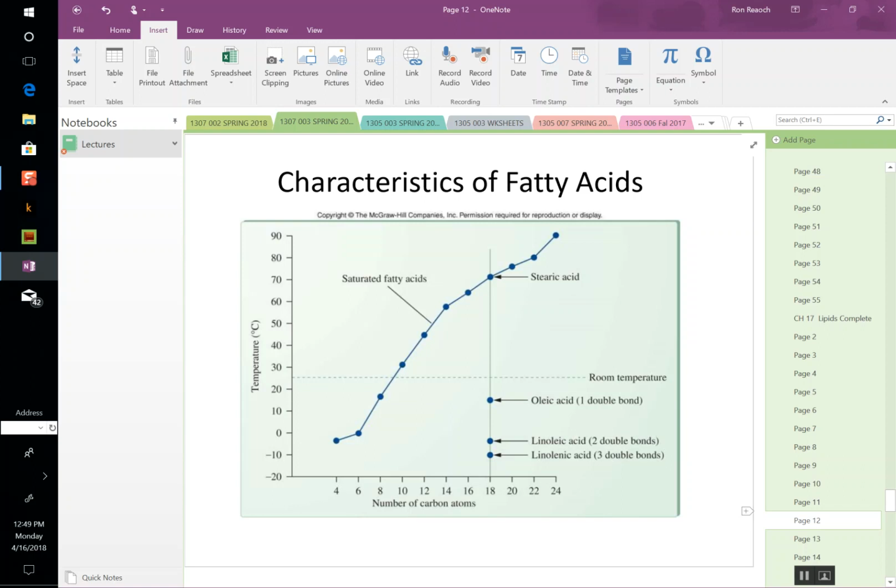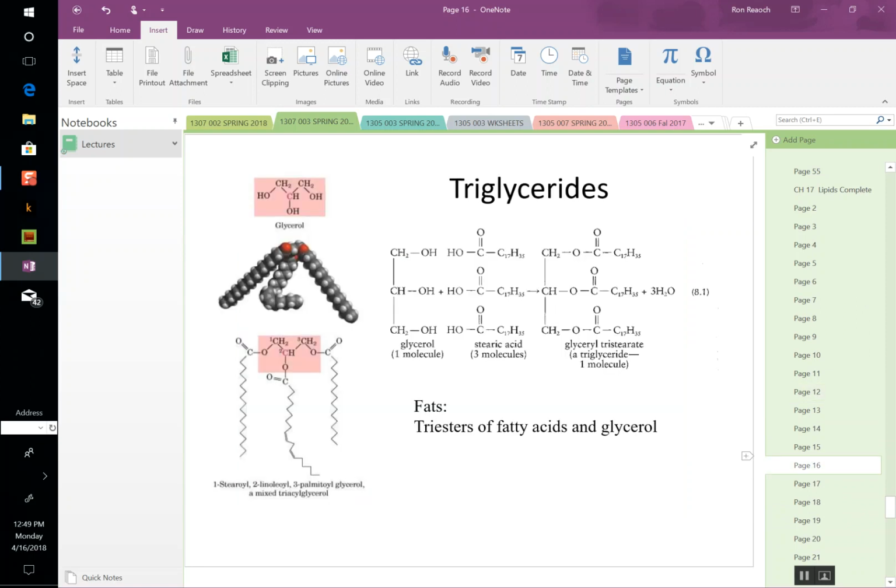But here's the effect of double bonds on melting points. These are all 18 carbons long. They've all got about the same molecular weight, but dramatically different melting points. So know what impact double bonds have on the melting point. It lowers the melting point. You don't really have to remember these numbers. You need to remember the direction things are going. Unsaturated fatty acids have a lower melting point than saturated ones.